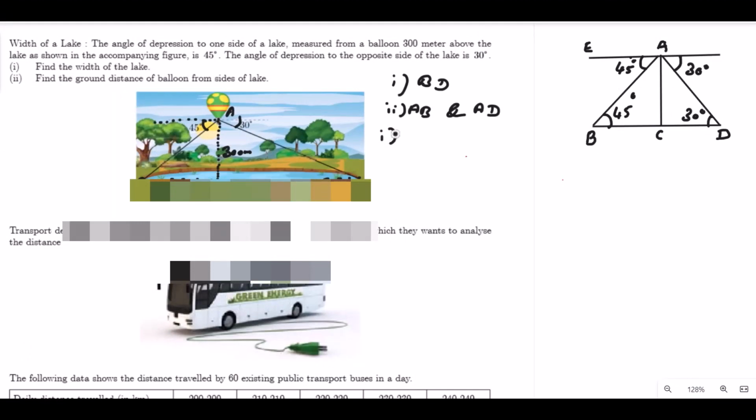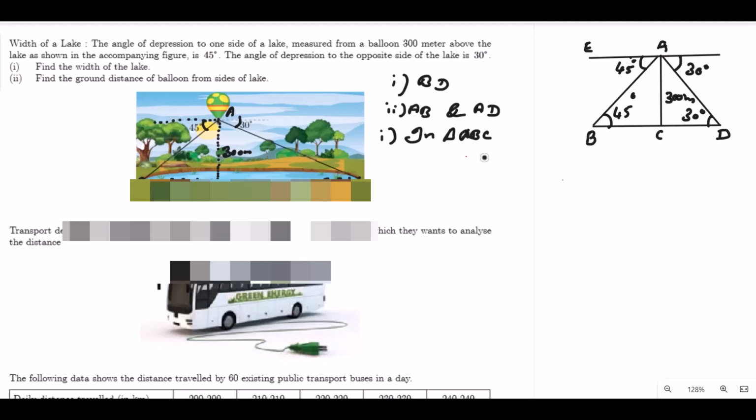First one, in triangle. Which triangle can we take? In triangle ABC, because we have to find out the width of this lake, and AC is also given, that is 300 meters from A to C. The height of the balloon from the lake is 300 meters. AC is equal to 300 meters.